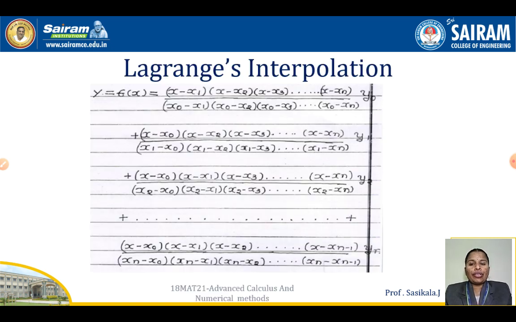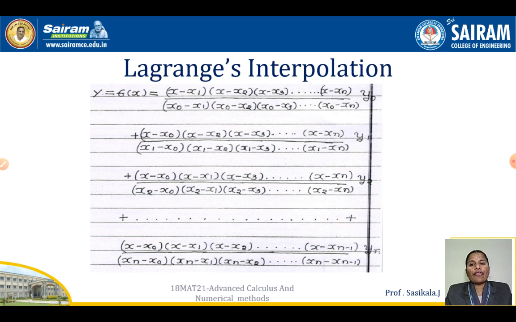Before going into the problem, we'll see the formula of Lagrangian interpolation. There are two methods: one is Lagrangian interpolation and the other is inverse Lagrangian interpolation. Not only can you find the value of y, you can also find x values, and that is used for the Lagrangian inverse interpolation method. We'll see both methods in this video. The first one is the formula for Lagrangian interpolation.